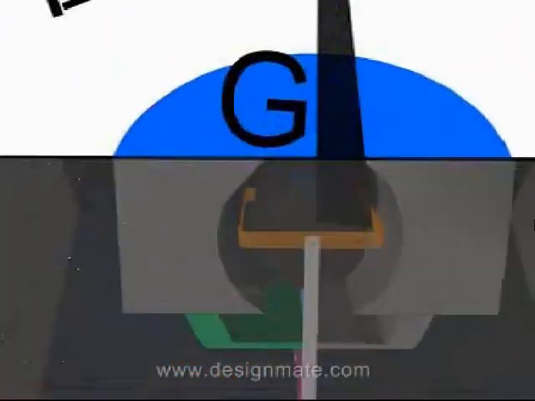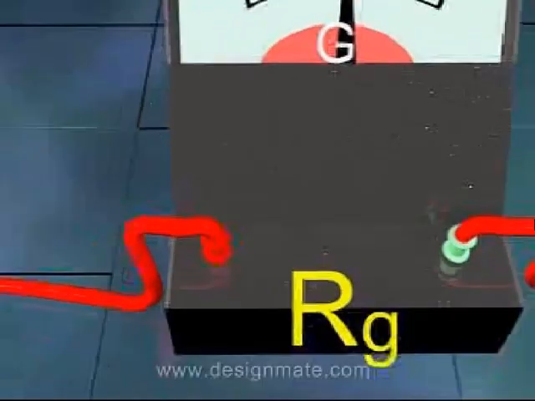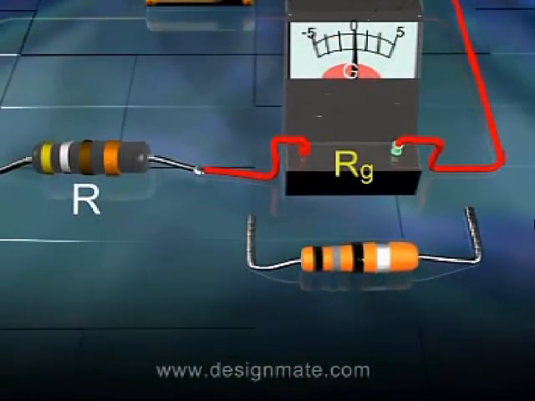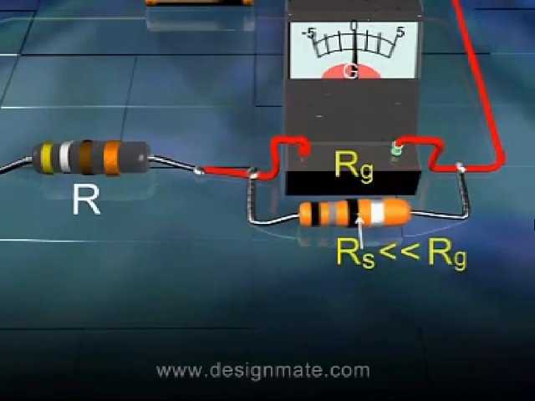Further, the coil of the wire is usually very thin, and the joule heat I square RT produced in it can melt the wire if a large current passes through it. These problems are taken care of by using a resistance of value less than the resistance of the galvanometer in parallel with the galvanometer. Such a resistance is called shunt.